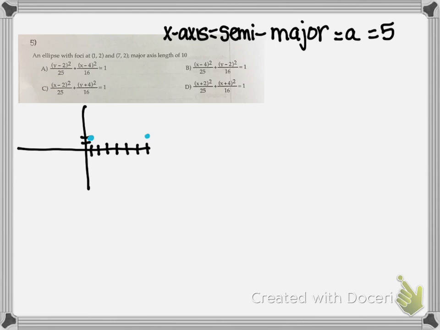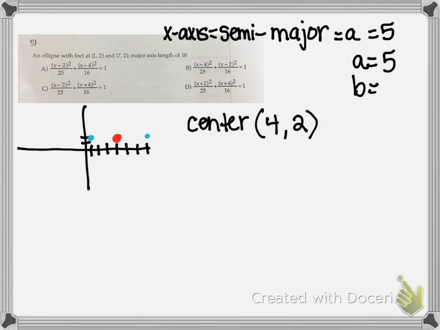Given that, I should be able to find the center as well. And the reason I'm going to be able to find the center is because it's going to be in the middle of my two foci. So if I'm looking at my problem, I'm between 1 and 7. So if I'm between 1 and 7, that's going to land me at 4, 2. So my center is at 4, 2. So I know that I have an A value of 5. I don't know my B value, but I know my C value is a length. So from the center to my foci is going to be a length of 4.